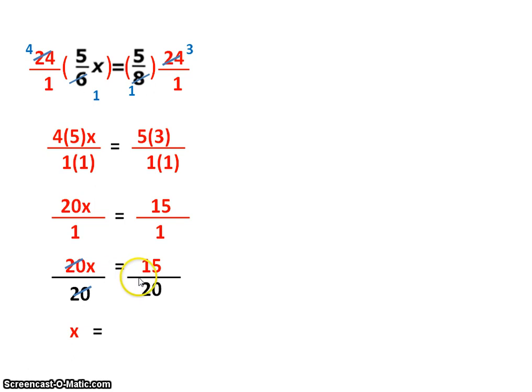On the right-hand side, I have a fraction of 15/20. I can simplify that. 5 is a common factor of 15 and 20. I divide the numerator by 5, I divide the denominator by 5, and I would end up with 3/4. X is isolated. X is 3/4.